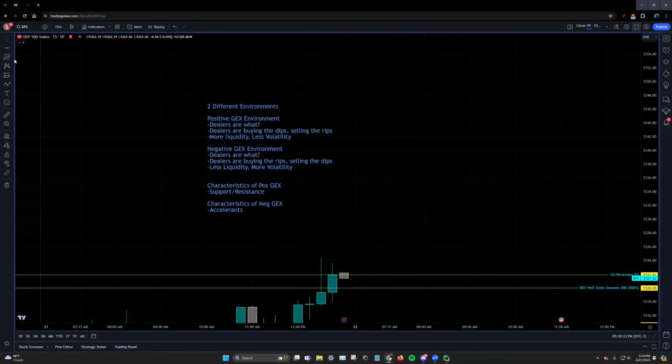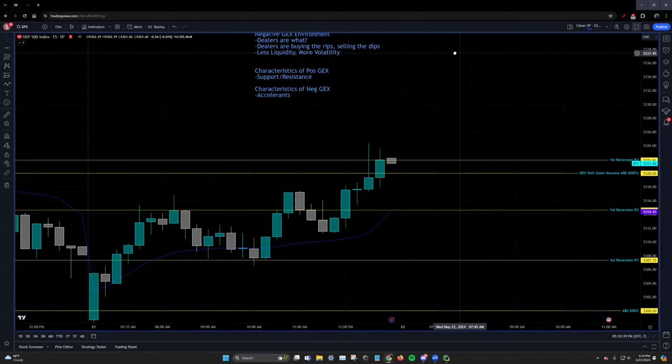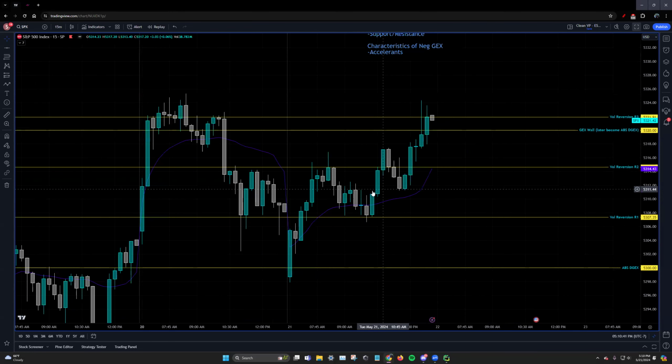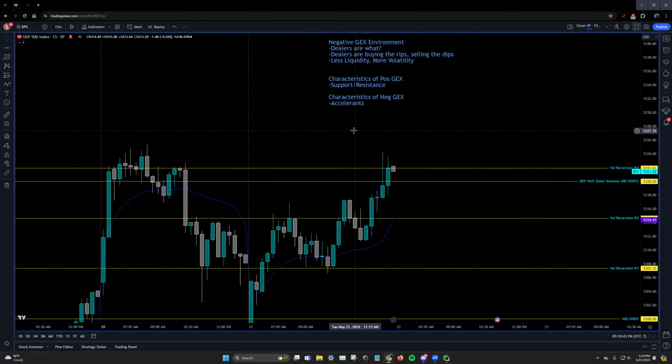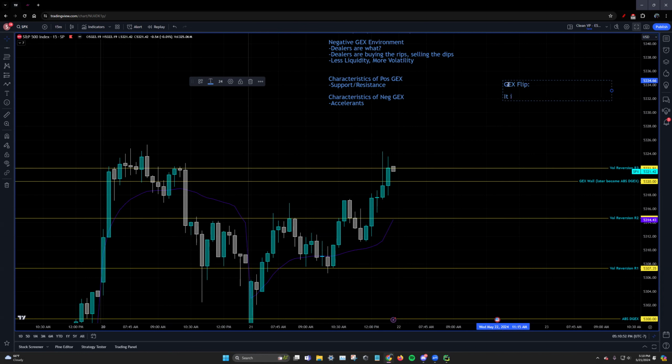Other things about GEX are very important, and we can go over what I brought up today, right? There was a 15 to 20, and I talked about what's called a GEX flip. What is a GEX flip, right? A GEX flip is essentially the area in which the dealer's portfolio can flip from positive to negative.